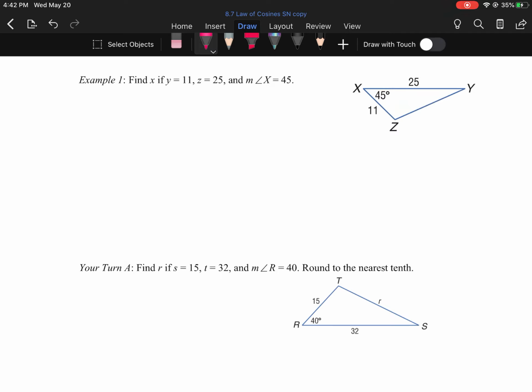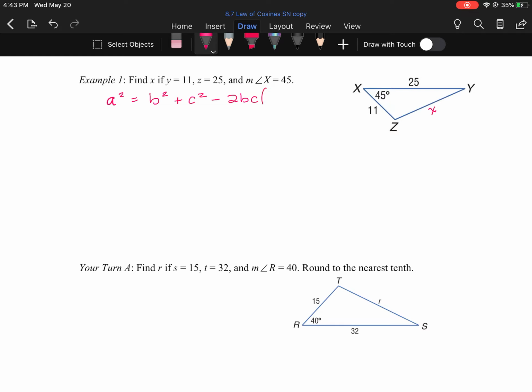If we are trying to find x, that is lowercase x, so that must be opposite angle X. You always want to put the side that you are finding on the left-hand side of the equal sign. So in this case, it's going to be x squared equals, and maybe I'll put the letters down: a squared equals b squared plus c squared minus 2bc.